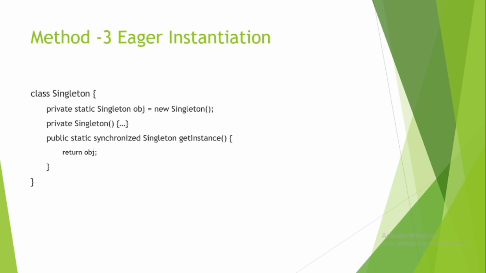Now this is the eager instantiation. Here you can see that I am writing private static Singleton object equal to new Singleton. Here itself I am creating the object. Since this is private, it will not be accessed from outside, but here I am creating it because any static variable will be initialized the very first time, before execution starts, right?